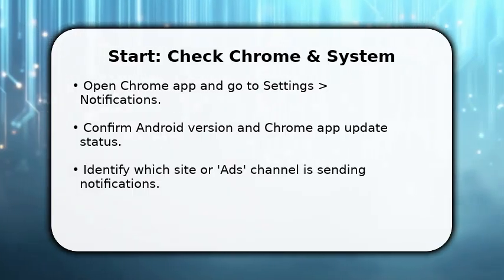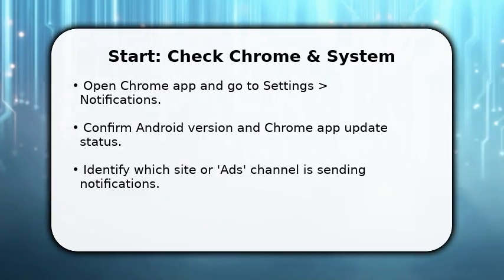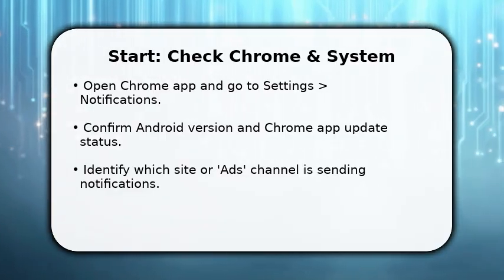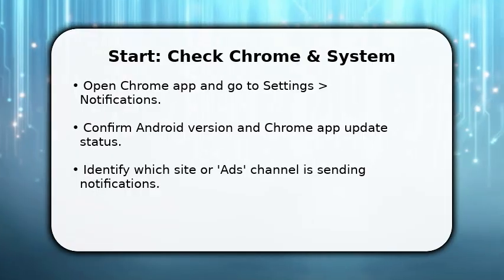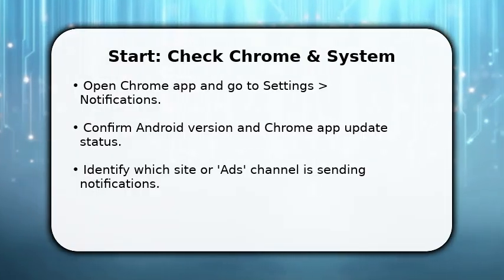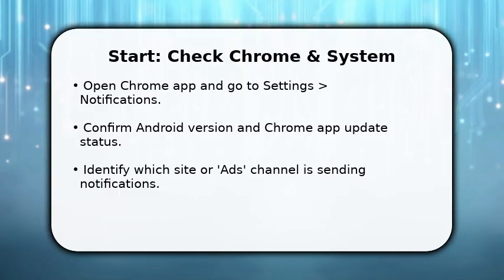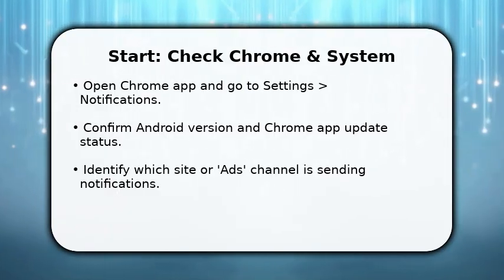Next, locate the specific site or notification channel labeled as ads or unknown. You want to isolate the offender. Doing this first prevents broad changes. It lets you target the source rather than disabling useful alerts or system features.